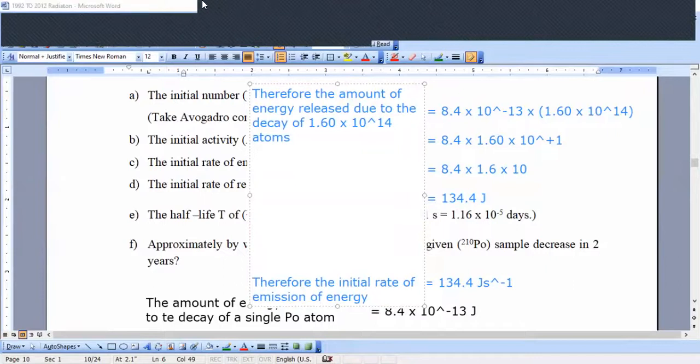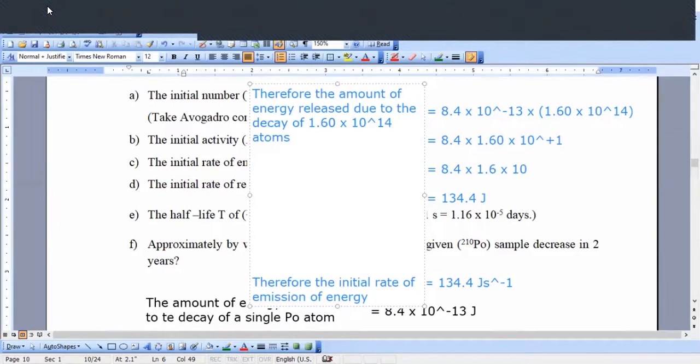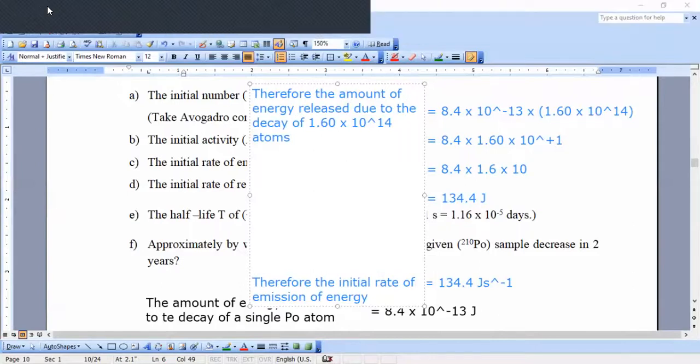The amount of energy released due to the decay of a single polonium atom is equal to 8.4 into 10 to the power minus 13 joules. Therefore, the amount of energy released due to the decay of 1.60 into 10 to the power 14 is equal to 8.4 into 10 to the power negative 13 into 1.60 into 10 to the power 14. Therefore, the initial rate of emission of energy is equal to 1.344 into 10 to the power 2 joules per second.